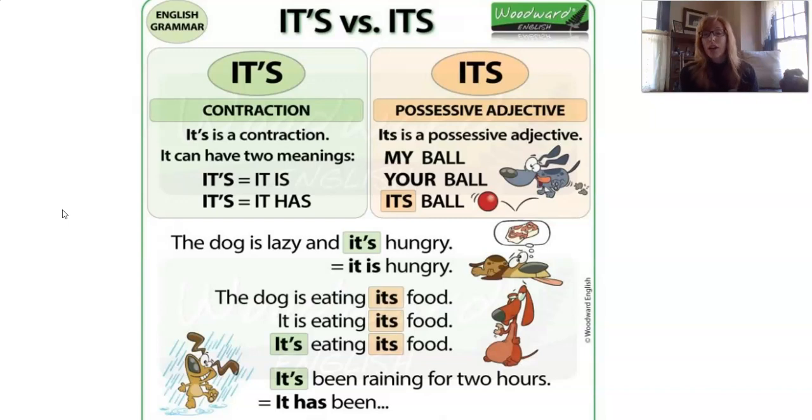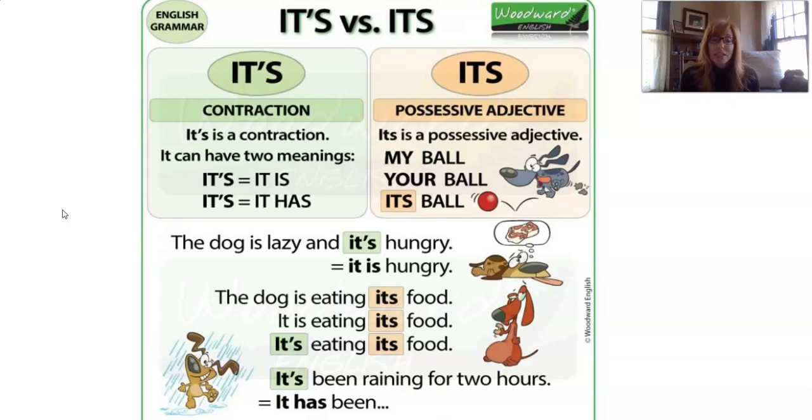So if I was talking about Judith over here and I said its ball rolled under the desk, I would be saying that that ball belonged to Judith. Okay? So it shows possession. All right? So if you look down below at the example, the dog is eating its food. The food belongs to the dog. Okay? So it is eating its food.